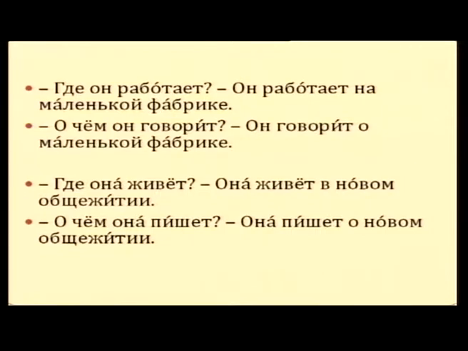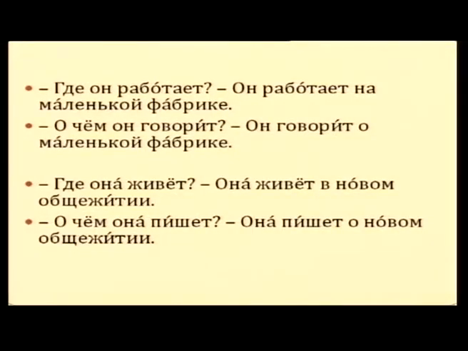Где она живет? Она живет в новом общежитии. О чем она пишет? Она пишет о новом общежитии. Here, if you pay attention again, we have used verbs like писать in its conjugated form, and we have used о чем она пишет. And accordingly, in the first one we have used the verb жить in its conjugated form. Она живет в новом общежитии.